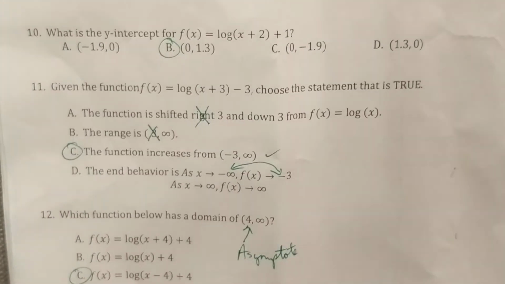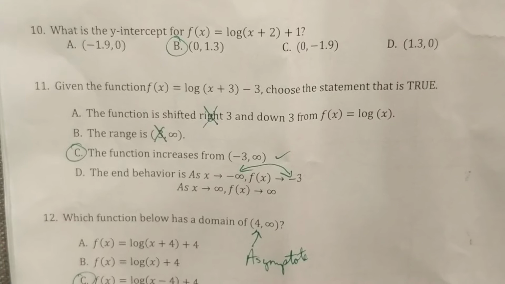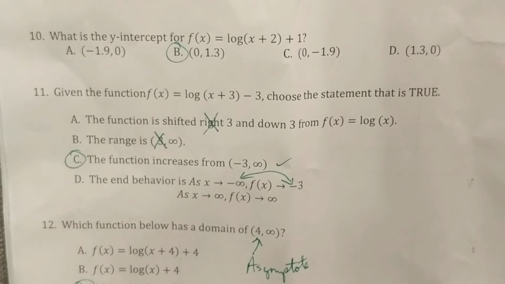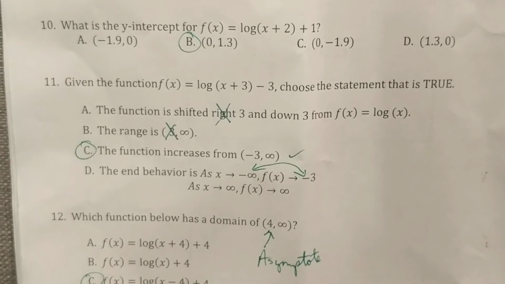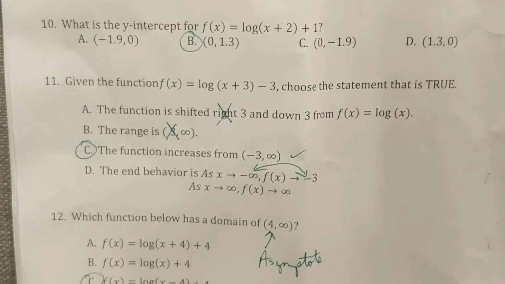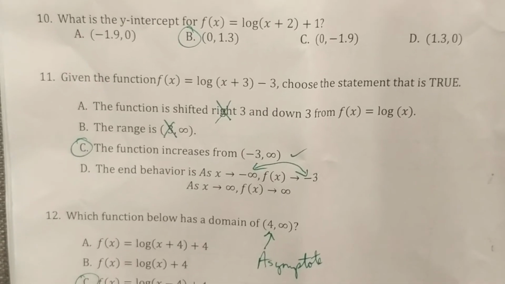Number 11 says choose a statement that is true. Well, A is wrong because that should say left 3. B, the range is wrong because the range for logs is negative infinity to infinity. C, it says increases from negative 3 to infinity. That's correct. And D, they have the first part of the end behavior mixed up.